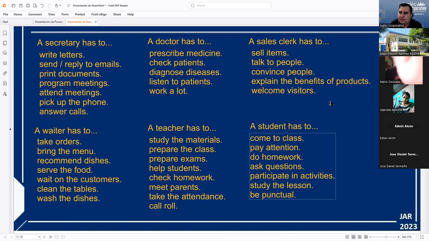Aquí puedes abrir la otra. Ah, está abajo. Abrirla, vamos. No, no, abrirla. No, la otra.